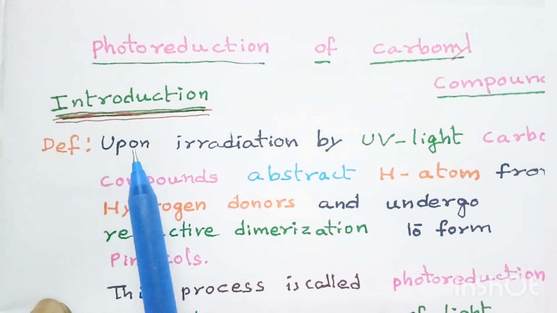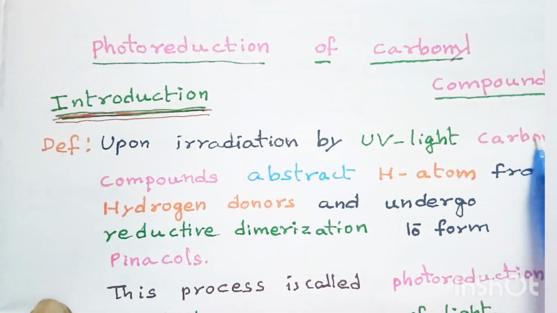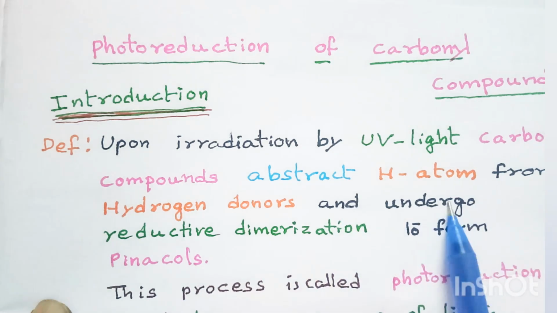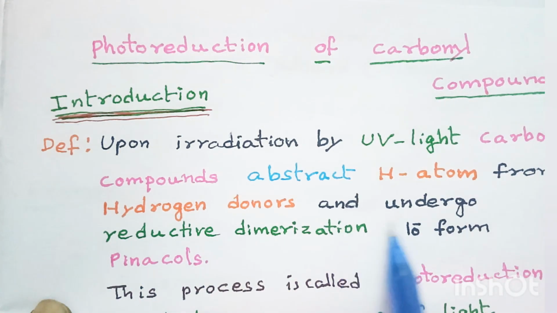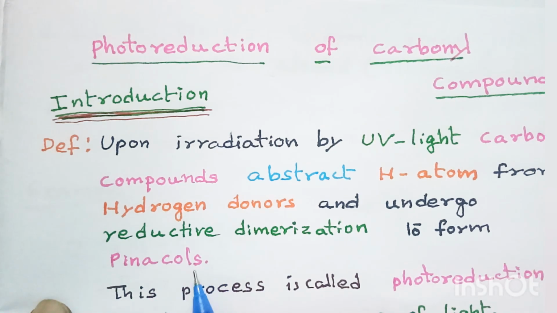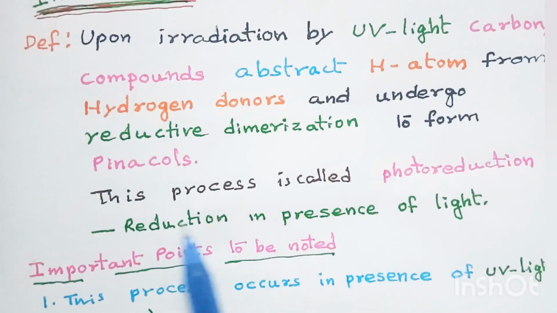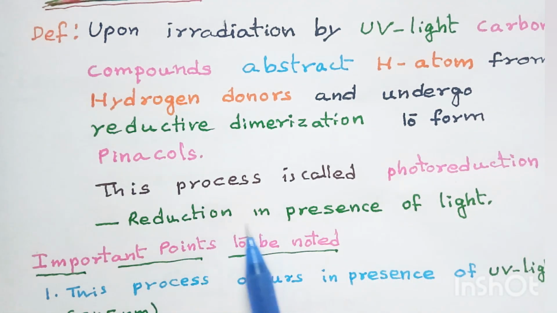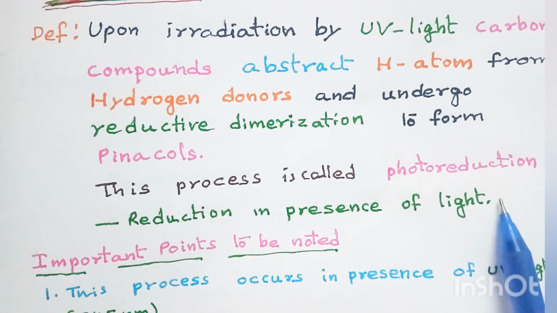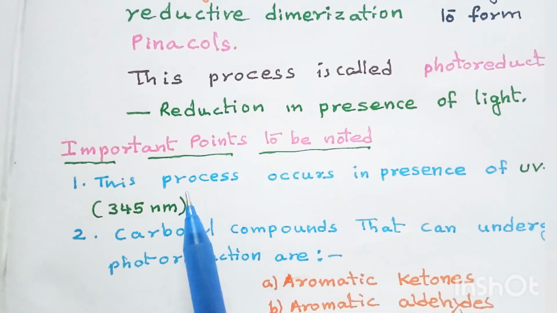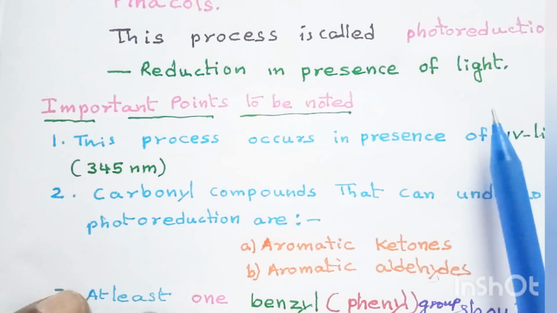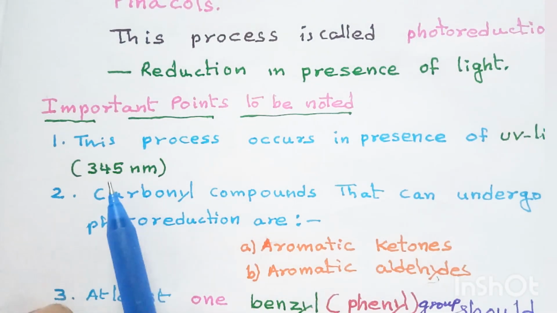Definition. Upon irradiation by UV light, carbonyl compounds abstract H atom from hydrogen donors and undergo reductive dimerization to form pinacols. Pinacols are nothing but diols or alcohols. This process is called photoreduction, that is reduction in presence of light. The important points to be noted are: this process occurs in presence of UV light, 345 nanometers.